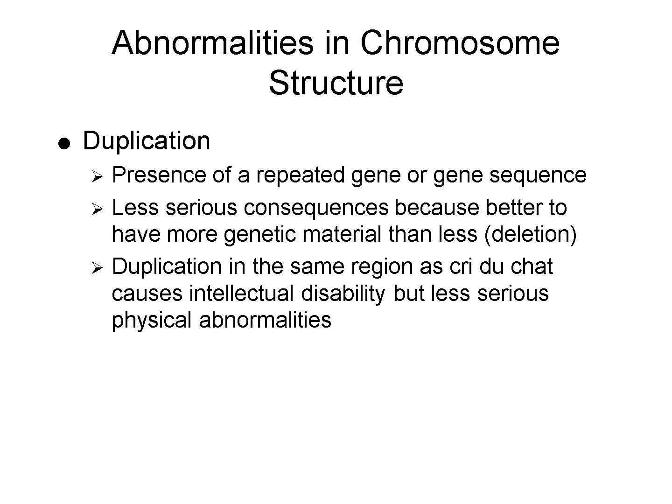This type of abnormality usually causes less serious consequences than deletions, because it is generally better to have extra genetic material than to have missing pieces. For example, duplication in the same region affected in cri du chat syndrome can cause intellectual disability, but with fewer and less severe physical abnormalities compared to a deletion in that area.